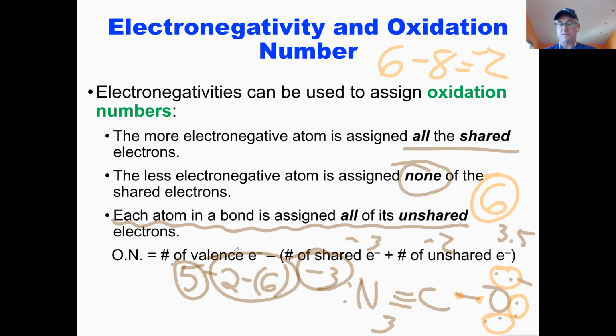So -2. And the carbon, how many electrons does carbon get to keep for itself in this situation?